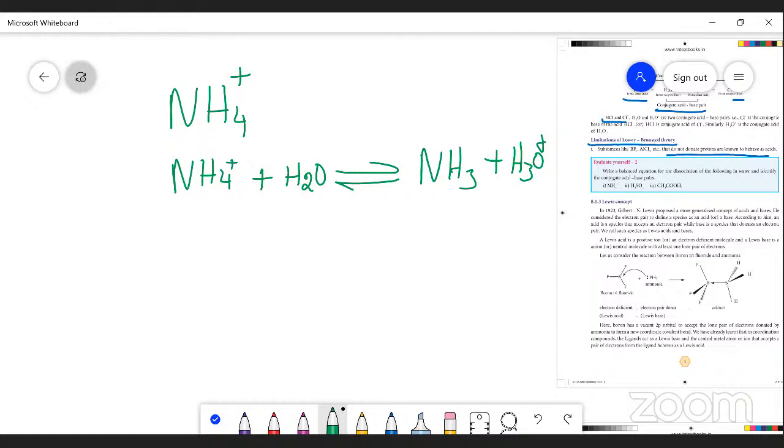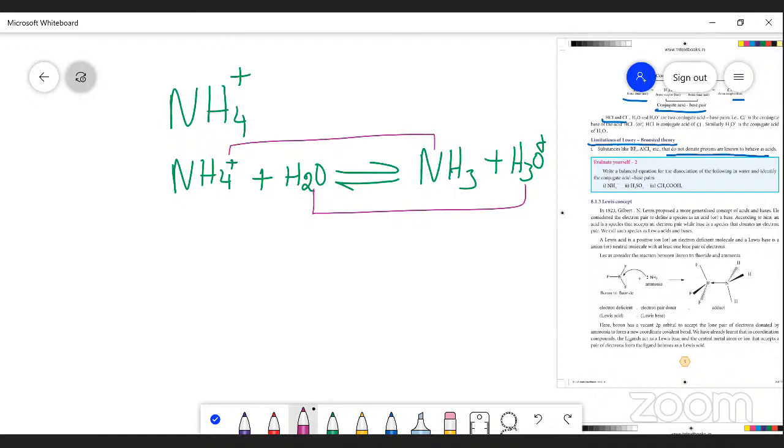Here the proton is released. What happened to NH4? NH4 plus becomes NH3. The proton is released. What does proton released mean according to the theory? What is happening to the basic substance? H2O becomes H3O plus. One more hydrogen is added. Here hydrogen is released. Here hydrogen is accepted. Now it is donating the proton.